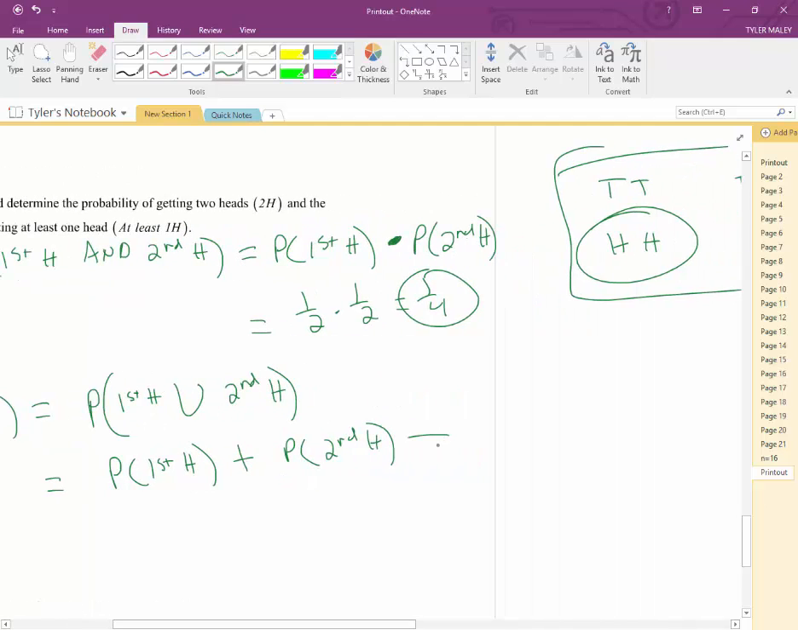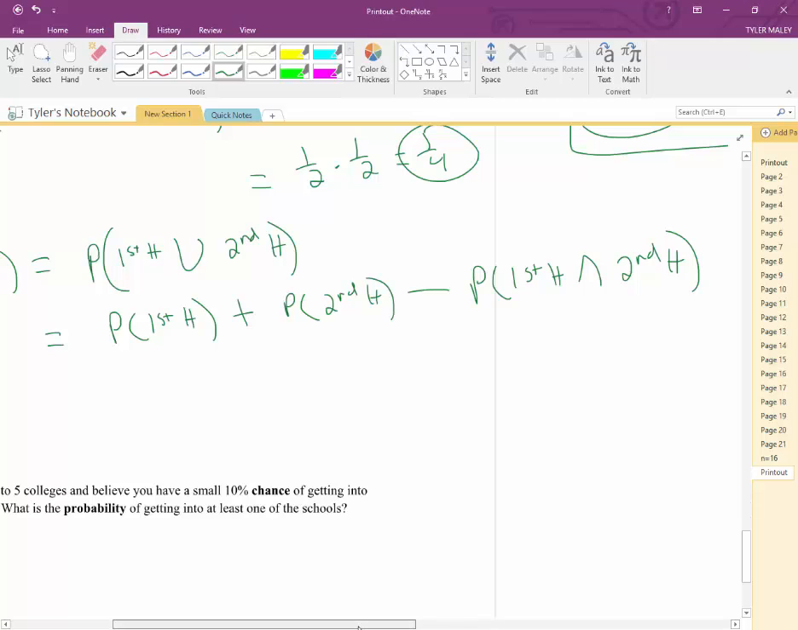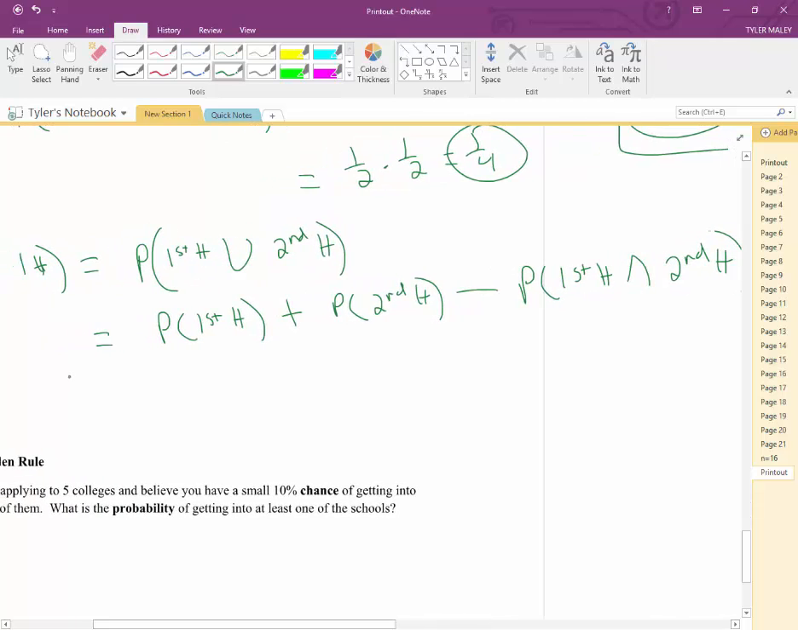And remember, we have to subtract off the intersection. We don't want to count that twice. So I would need to take away the probability that the first is a head and the second is a head, because both of those events could happen at the same time. So they're not disjoint, so we do need to subtract that off. The probability that the first is a head is 1/2. The probability the second flip would be a head is 1/2.